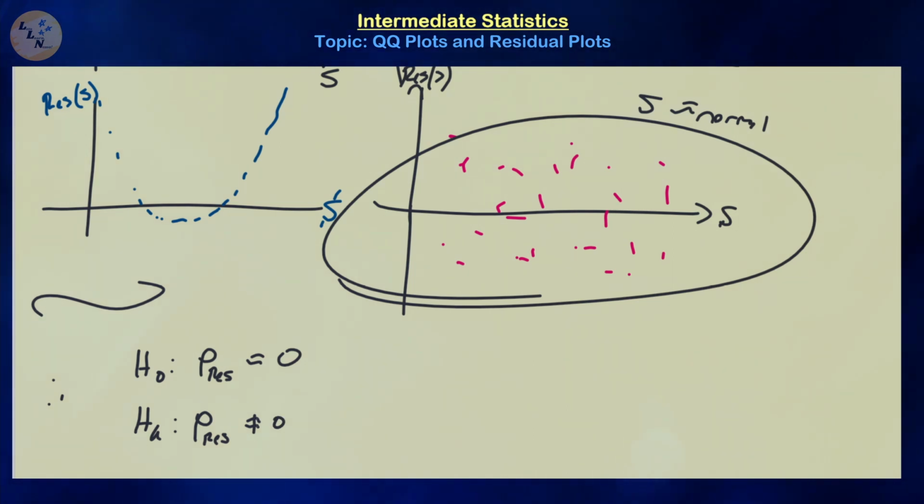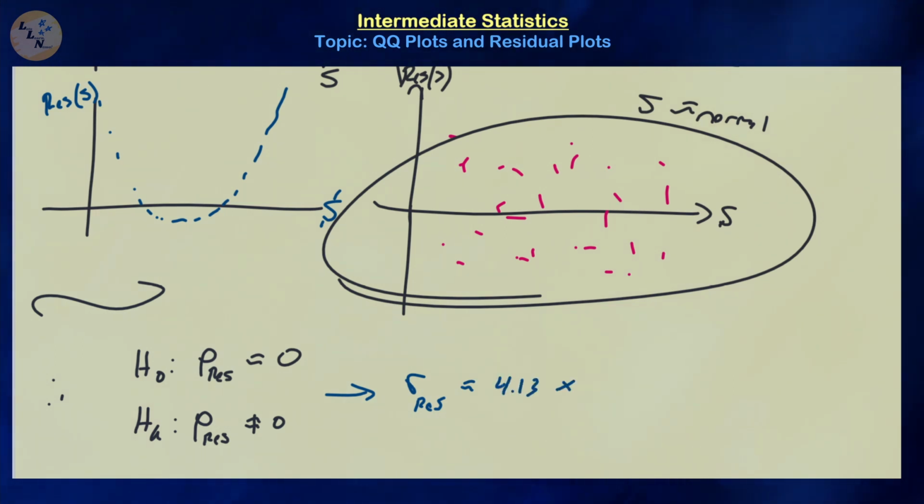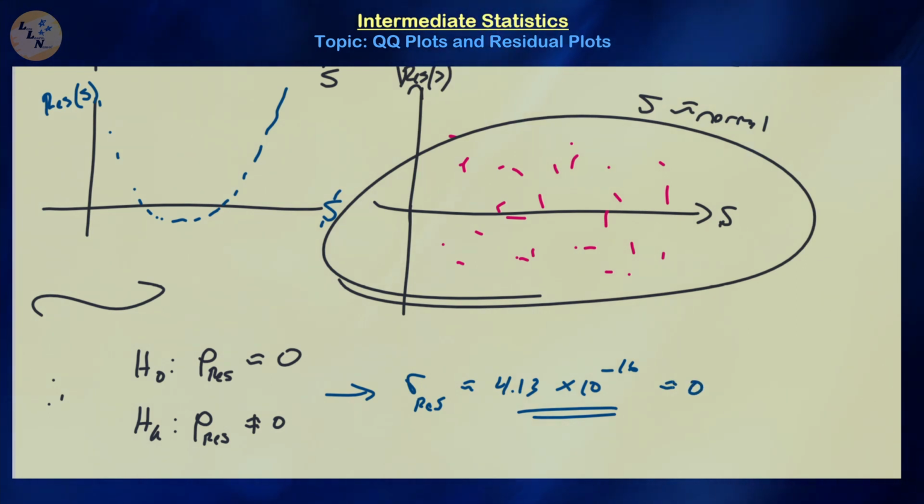Now, you can find that the R value for the residual plot for the example that I gave before is approximately 4.13 times 10 to the minus 16, which a lot of people would agree is approximately equal to 0.